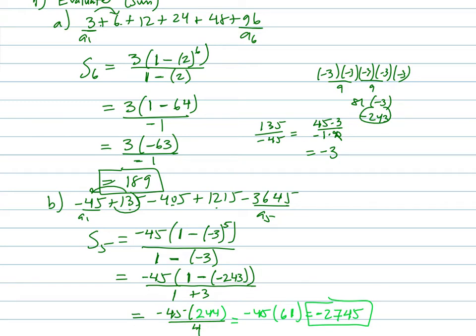Okay, finish this up. Negative 45 times 1 plus 243, so 244, all over 1 plus 3, which is 4. You could multiply this out and divide. If we think about this, though, 244 goes into 4. Negative 45 times, let's see, 244 and 4. 240 divided by 4 is 60. 4 divided by 4 is 1, so it's going to go in 61 times. And then we'll just multiply this out, saving us some time. We'll get negative 2,745.